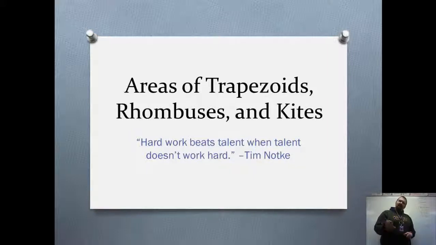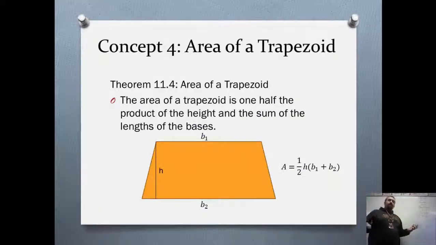Real quick, if I look at a rhombus, isn't that technically a parallelogram? And it is. So when I look at the formula for a parallelogram, I should be able to use that for a rhombus. But there's another case in the rhombus, and that's why it's actually given its own section here for finding its area. The first thing we're going to look at is the area of a trapezoid.